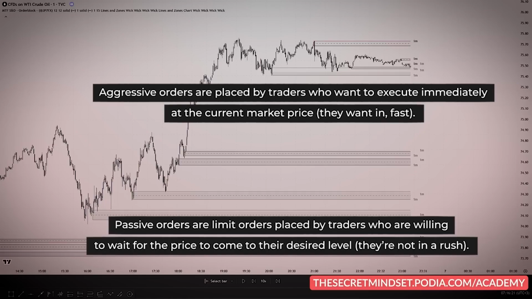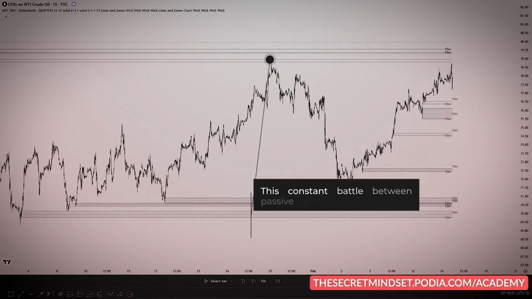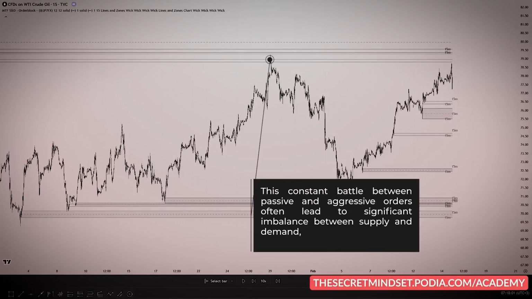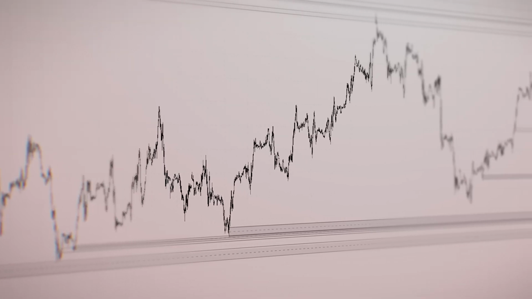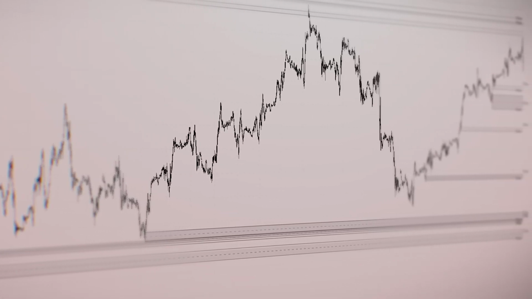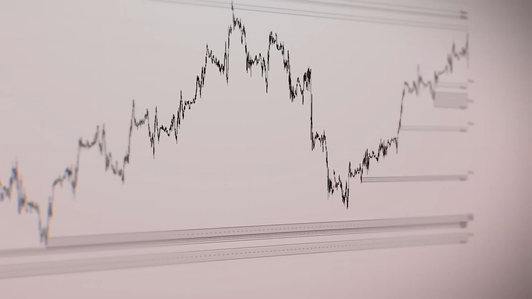They want in, fast. This constant battle between passive and aggressive orders is really what causes those explosive price movements you see on your charts when there's a significant imbalance between supply and demand. So your job is to identify where major imbalances are likely to occur.